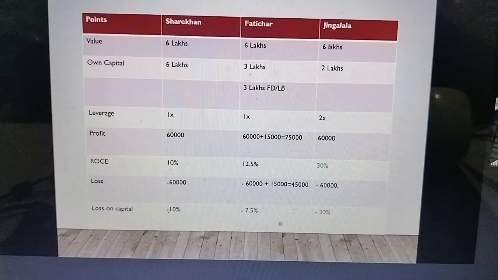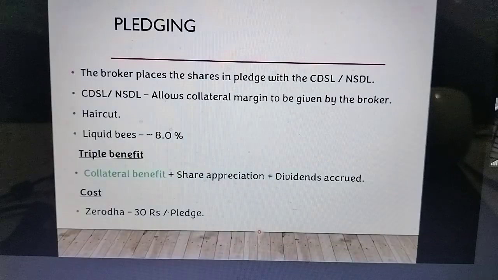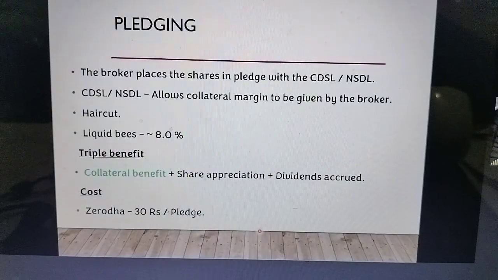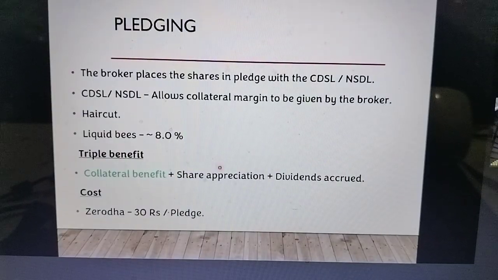So this is the concept of leverage and margin and how we can use it to our advantage. So I was talking about collaterals. What are collaterals? Collaterals is when we pledge a share with NSDL or CDSL, we get some amount of margin using which we can trade with the broker.